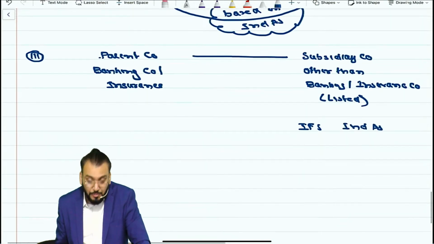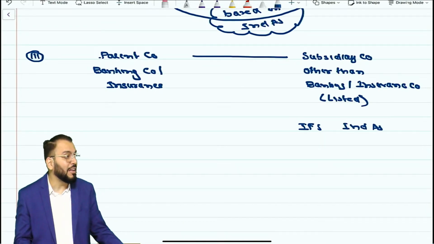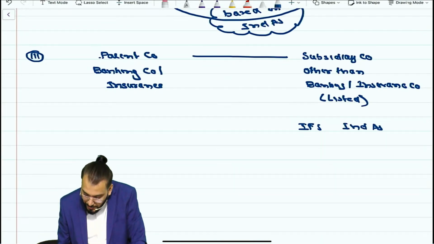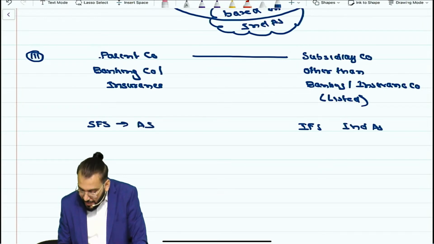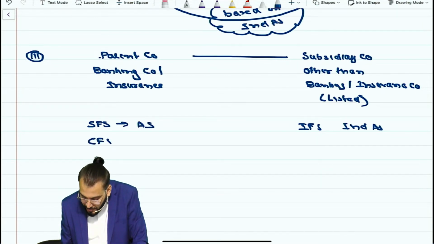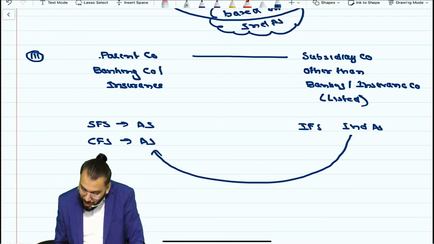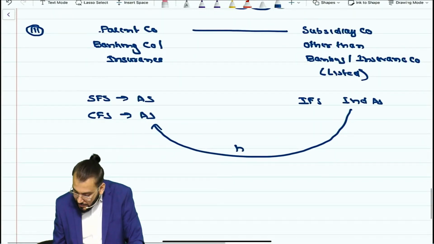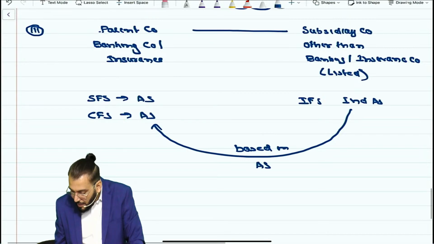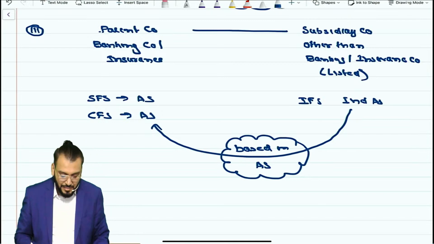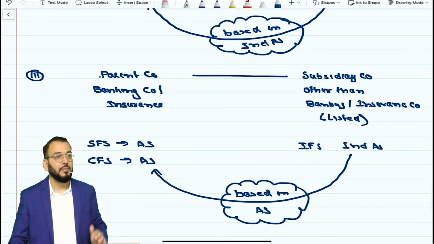But for the parent company which is a banking company, right now Ind AS is not applicable. They will follow what? They will prepare the separate financial statement based on AS. But they will also prepare CFS. So they will prepare CFS based on what? AS. So now they need to provide information based on what? Yes. So they will provide information based on accounting standard. Correct? I think all this you have understood.